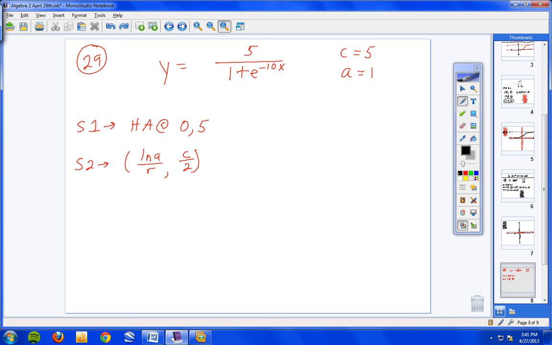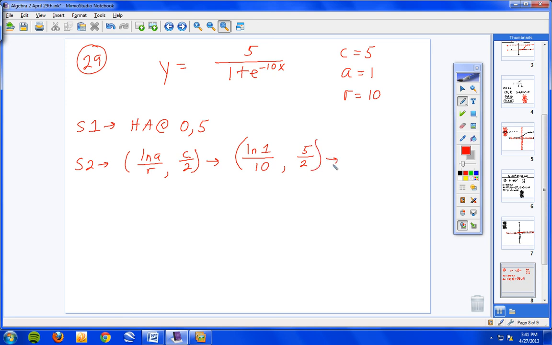And now R, don't forget, you always change the sign for R. So the number in front of X is negative 10. I'm going to put a positive 10. So there we go. We're ready to roll. Natural log of A, that would be natural log of 1 all over R. R is 10, and then comma, and then c over 2. C is 5, so 5 over 2.